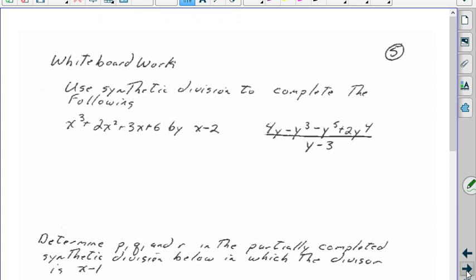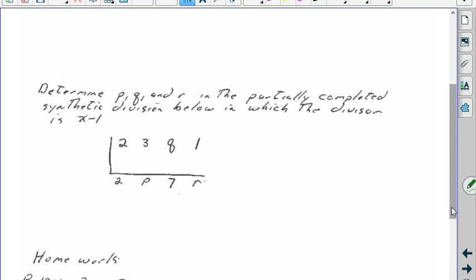Now, be careful in this one here. You have missing terms. You actually have 2 missing terms, and it's not in order by any stretch of the imagination. So please do the synthetic division on these two, and then you can figure out what P, Q, and R are by completing the algorithm there. So that's your whiteboard work.